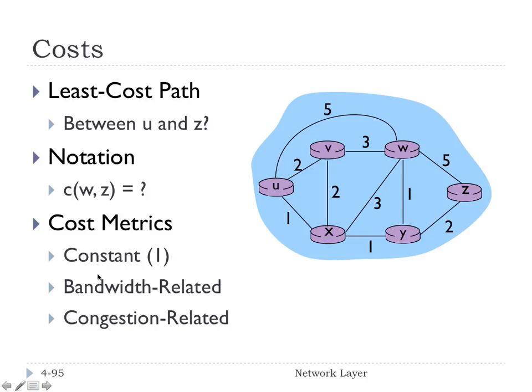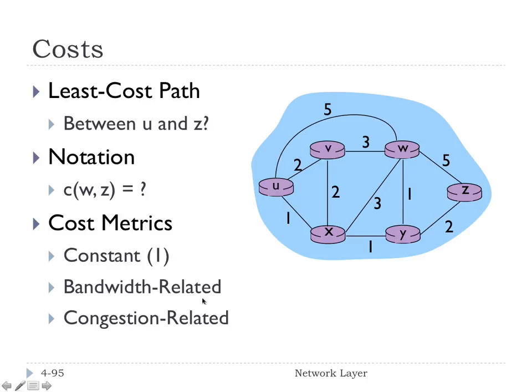How do we compute that cost, these numbers that are all over the graph? These could be computed in several different ways. Three that the book points out: one, they could be constant, which means just give every link a 1. In that case, the least cost path is actually the shortest path. So if that's what we care about, we can use the same algorithms to compute the shortest path by just setting all of the weights equal to 1.